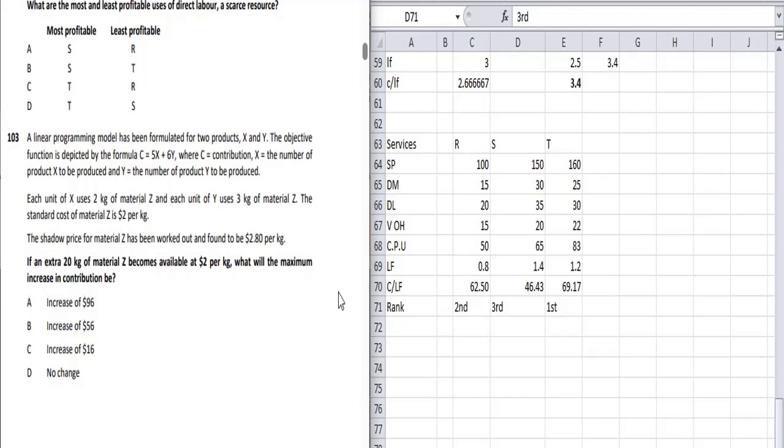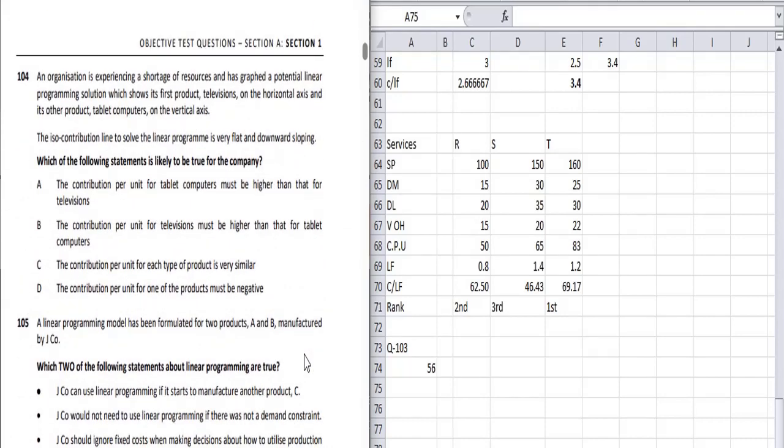So as I told, shadow price is our increase in contribution for the one more additional unit of scarce resources available. So here how many units of the scarce resources are available? It's 20 kg, and shadow price already given, so no issue. What we will do? 103. So shadow price is 2.80, and how many extra kg of material Z become available? 20 kg. So it will be 56. So it means our contribution will be increased by 56.